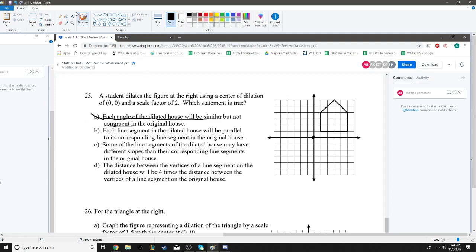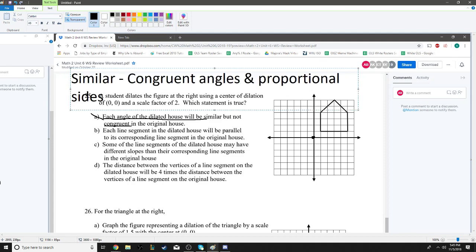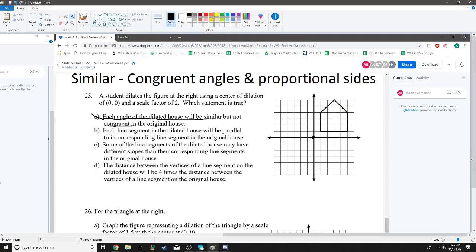Similar, or similarity, if you guys remember the definition, I'll put it right here at the top. Similar means equal or congruent angles and proportional sides. Okay, gotta remember that definition right there.